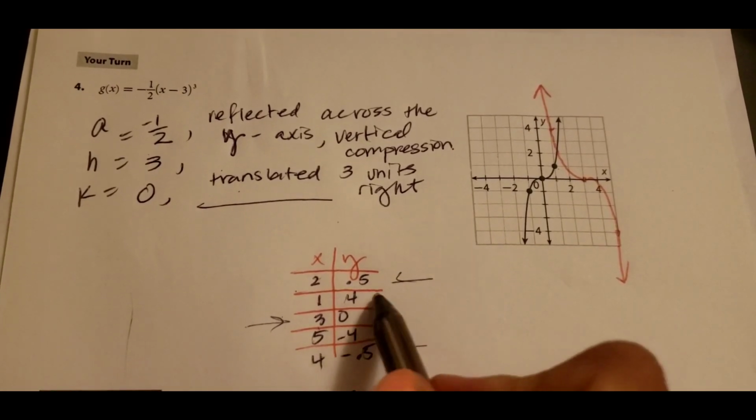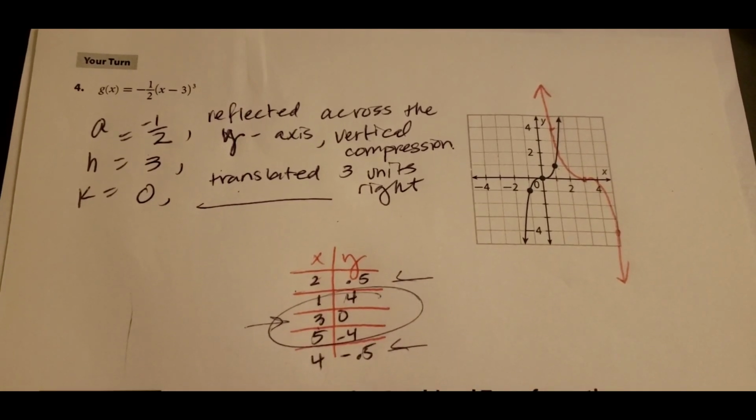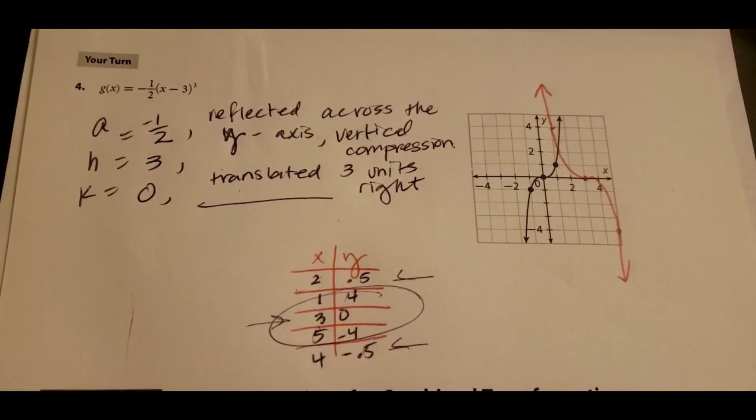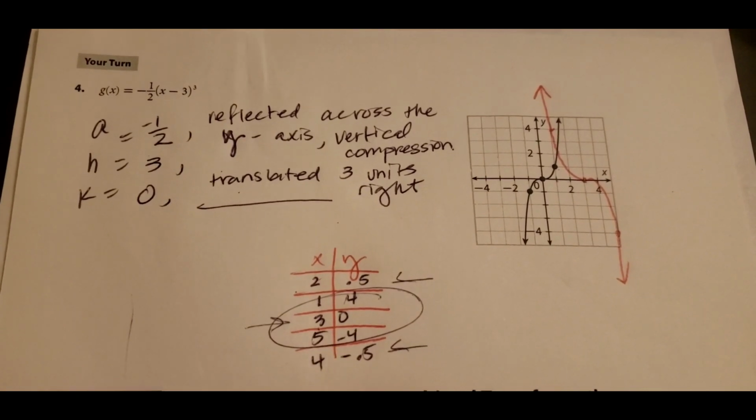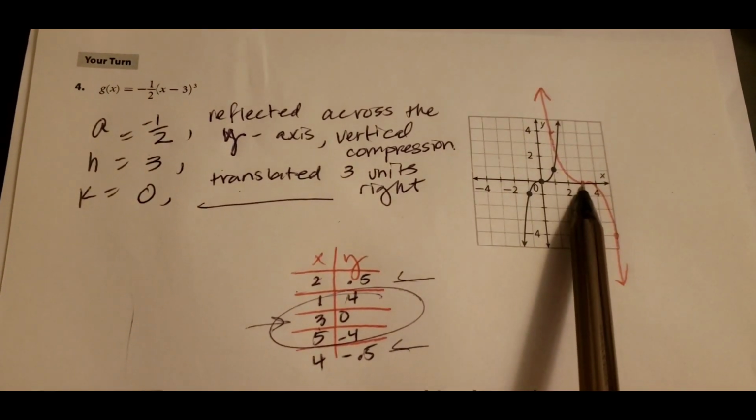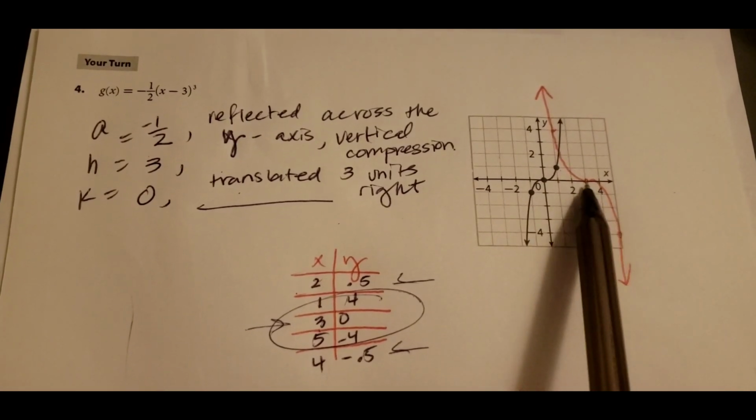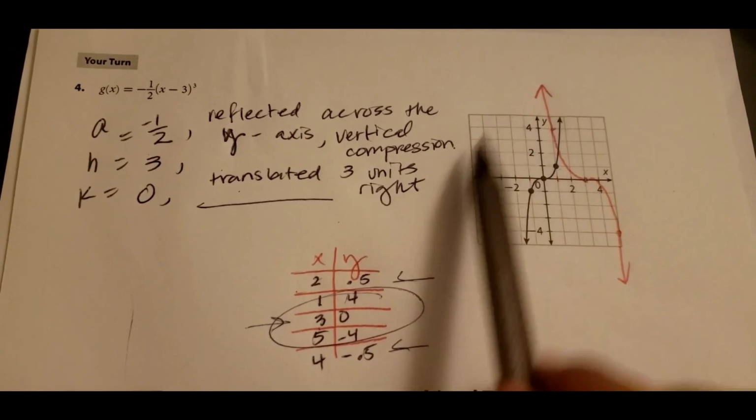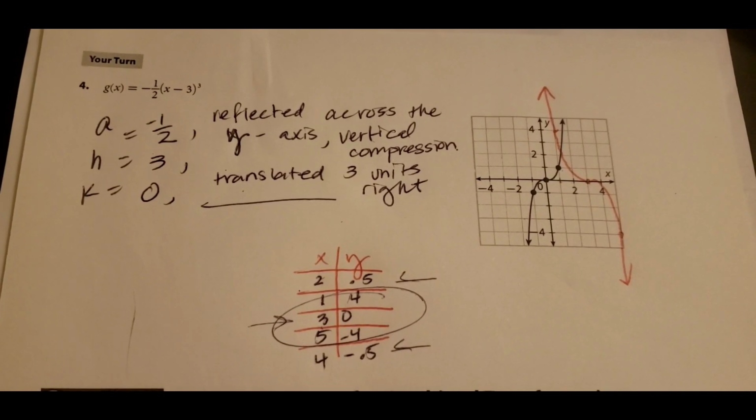So all I need is at least 3 points to graph. If you can plot more, that's awesome. But if you can only plot 3, then that's fine. That's good enough. So I have my vertex and then my other 2 points and then a curve going down and a curve going up. Okay. And that's it, guys.